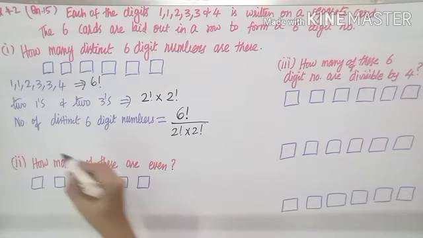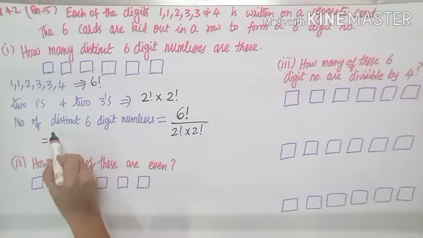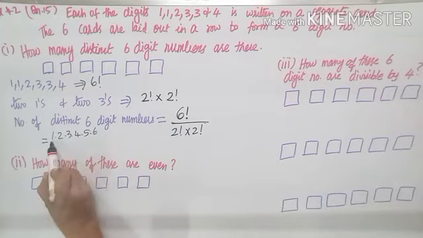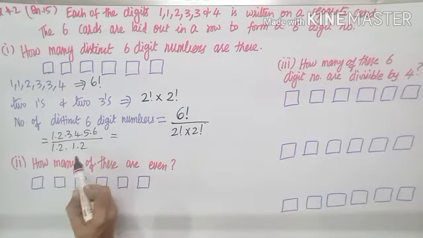So simplify the answer. 6 factorial meaning 1, 2, 3, 4, 5, 6 divided by 2 factorial, 1 into 2, 2 factorial, 1 into 2. Simplify and write the answer: 180.